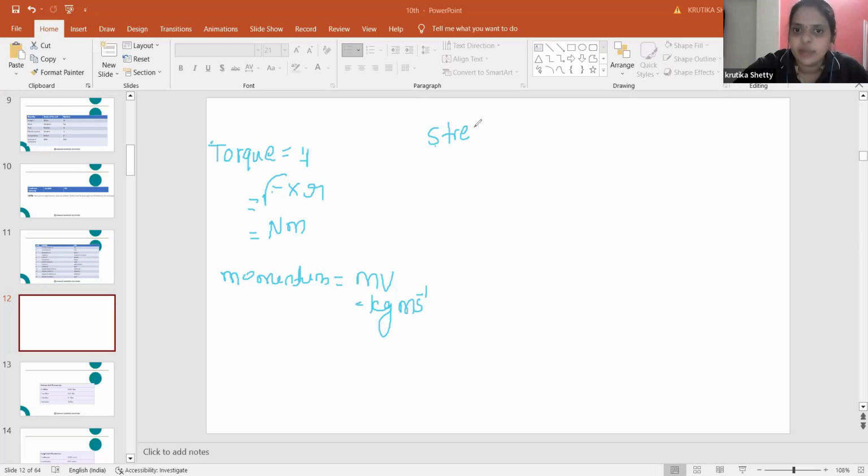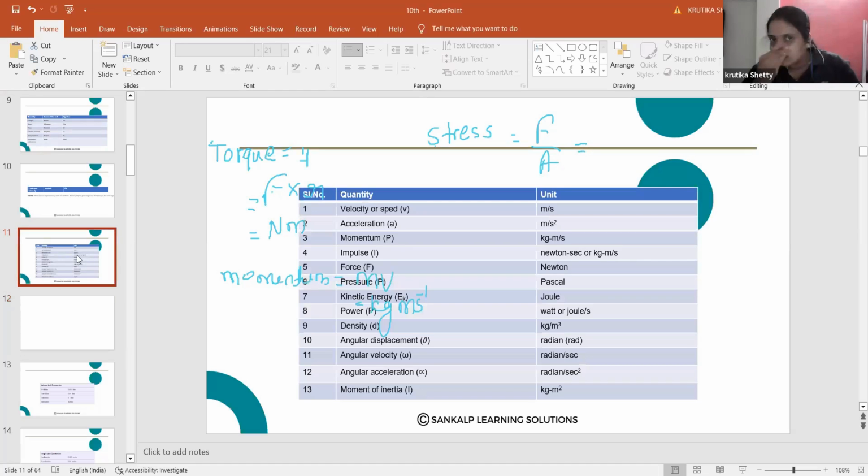Stress is one quantity that comes in physics. Stress is expressed in terms of force upon area. So Shreya, can you tell me what is the unit of the stress? This is force divided by area. If you want, I can help you with the table, the previous table. So force and the area unit. If I say it is force upon area, you will get to know the unit. You can see this.